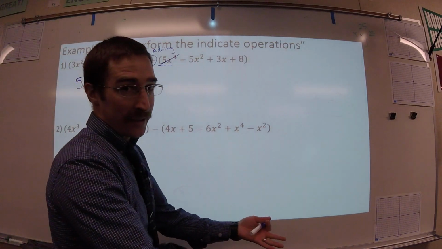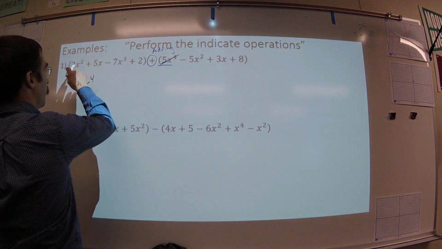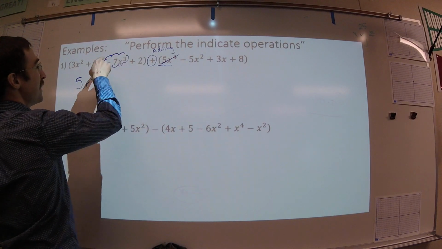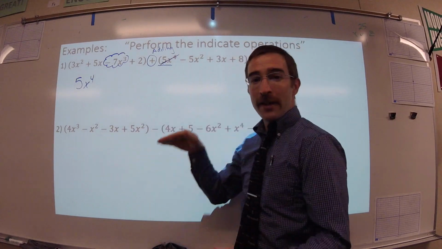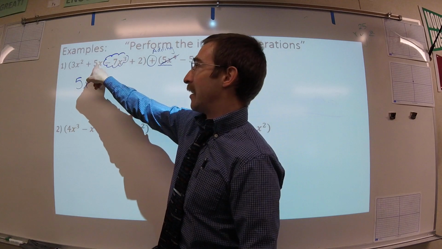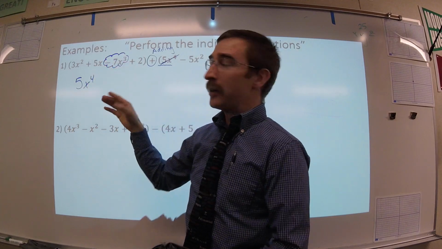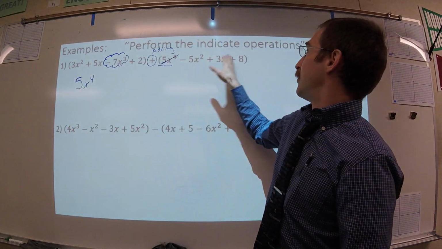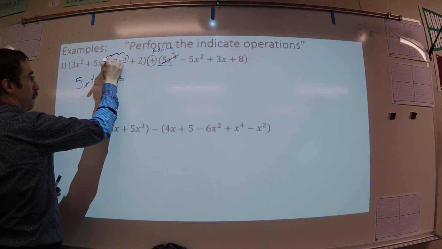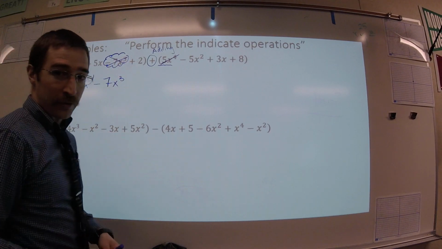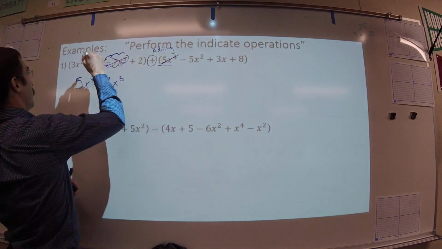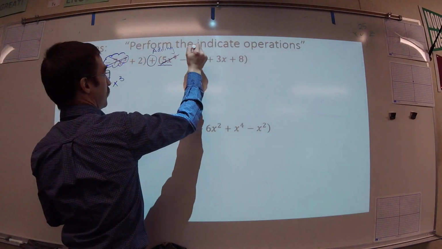Where's the next biggest exponent? That's right here, 7x to the third, and it is a negative 7x to the third. Remember, the operation in front is always applying to the thing to the right. It's not on the 5x, it's a minus 7x to the third. There are no other x to the third, so we just drop that down as well. So minus 7x to the third. Now we've got the x to the fourths done, the x to the thirds done. Now we're going to find our x squareds.